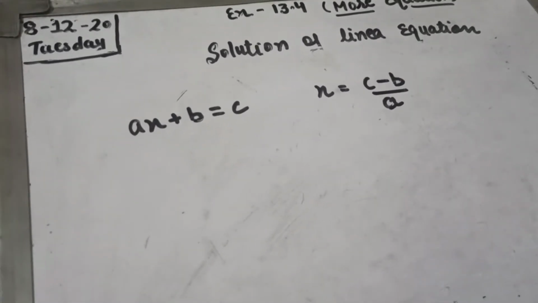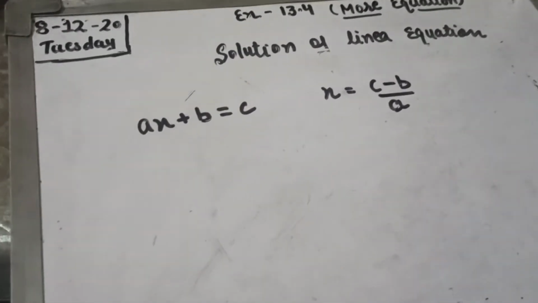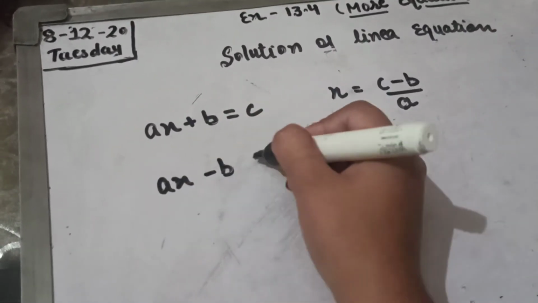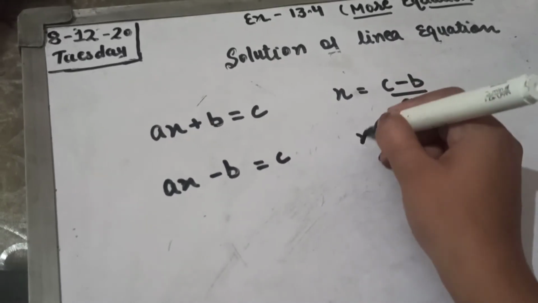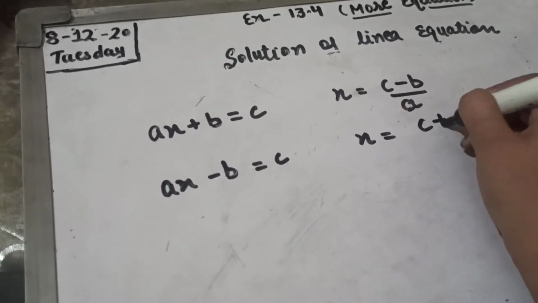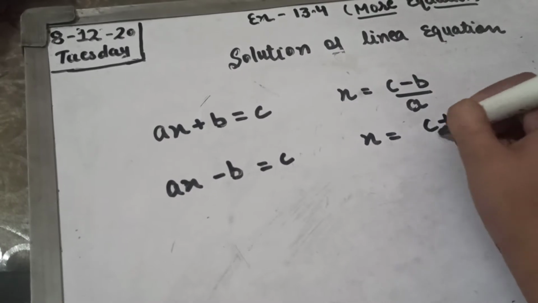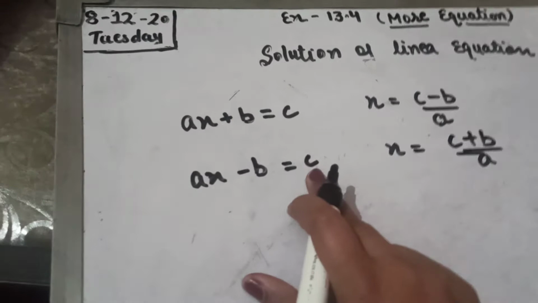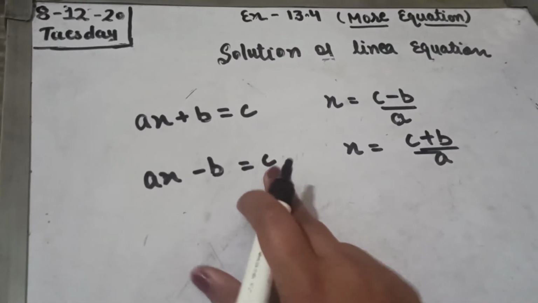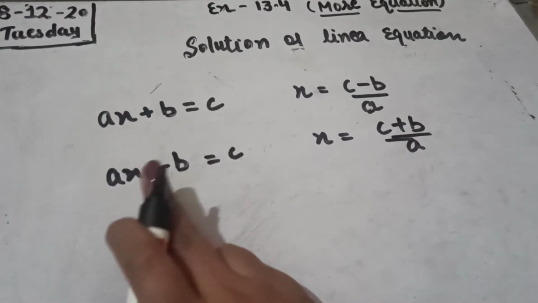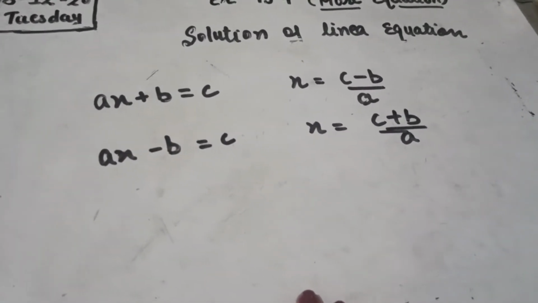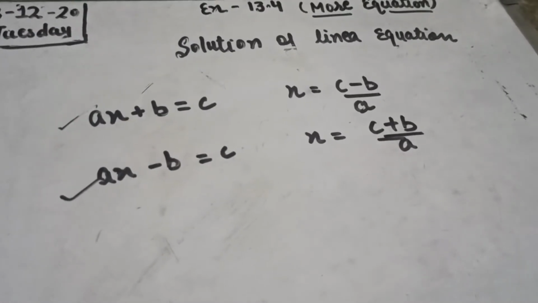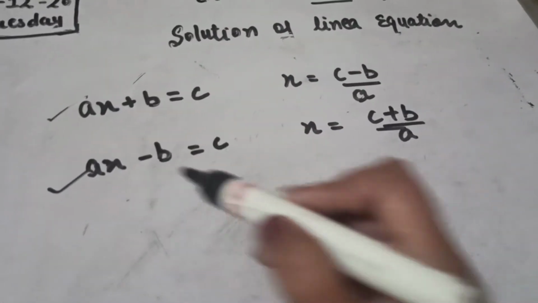Clear? C minus b by a. Second one, if ax minus b equals c, then for x it is c plus b by a. Don't write it directly. Just see what the value is at the place of c, what the value is at the place of b, and what the value of a is. These two methods you can apply if the linear equation is in this form.